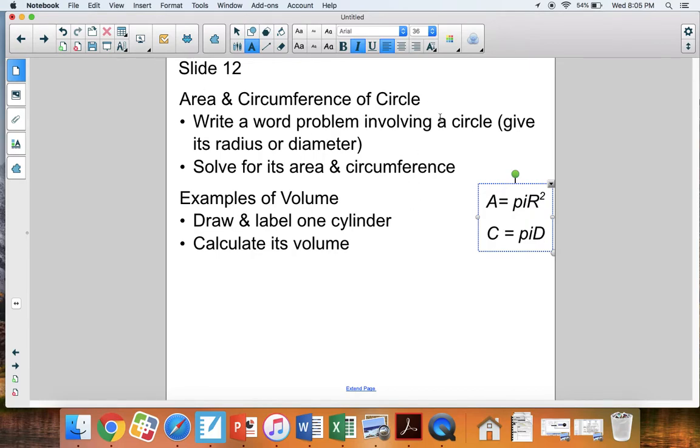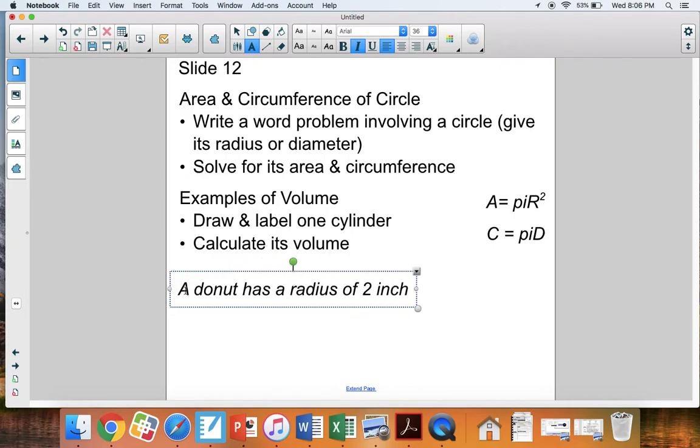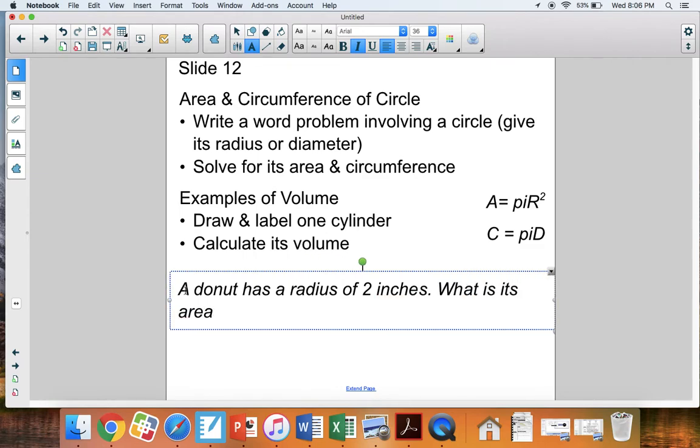So we need to write a word problem involving a circle, give its radius and or diameter. Then we need to solve for both its area and circumference. So an example of this might be a pizza, because a pizza is kind of round, or a wheel on a bike, or a donut, anything that you can really think of. So I'm going to use the donut, and I'm going to say a donut has a radius of 2 inches. What is its area and circumference?